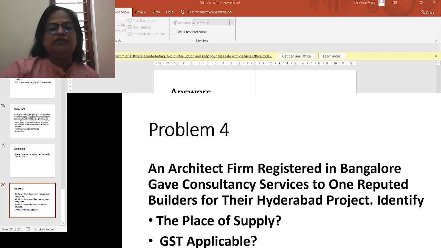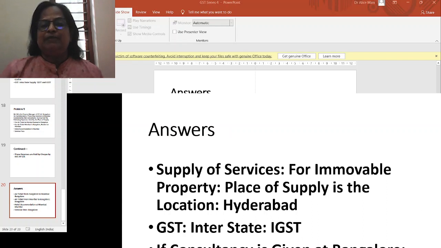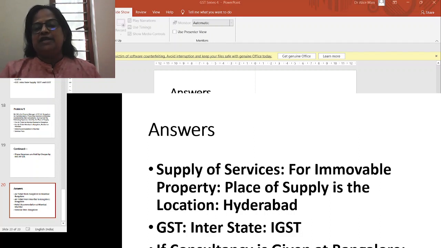So an architect firm registered in Bangalore. So the place of supply, supply of services for immovable property. Place of supply is the location, that is Hyderabad. So GST will be Karnataka to Hyderabad, that is interstate. IGST will be applicable. If consultancy is given at Bangalore, it will be intrastate within Karnataka. SGST and CGST will be applicable.